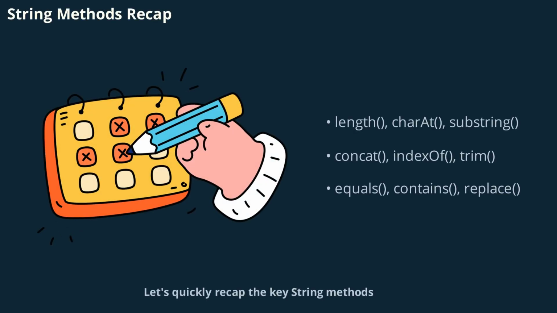Let's quickly recap the key string methods. length returns the number of characters. charAt gets a character at a specific index. substring extracts parts of the string. concat joins strings. indexOf finds positions. toUpperCase and toLowerCase change case. trim removes whitespace. equals compares values. contains checks for substrings. replace changes content, and valueOf converts values to string.